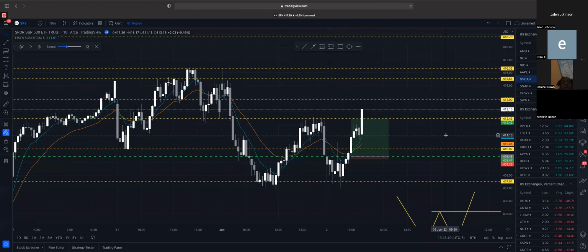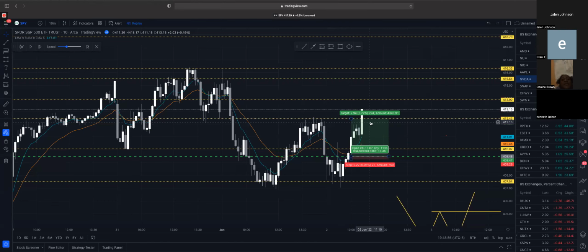If you're in calls, sell on green candles. If you're in puts, sell on red candles. Put it that way. A lot of people do the complete opposite. They want to sell calls on red candles. They want to sell puts on green candles. No, sell calls on green candles, sell puts on red candles, right?